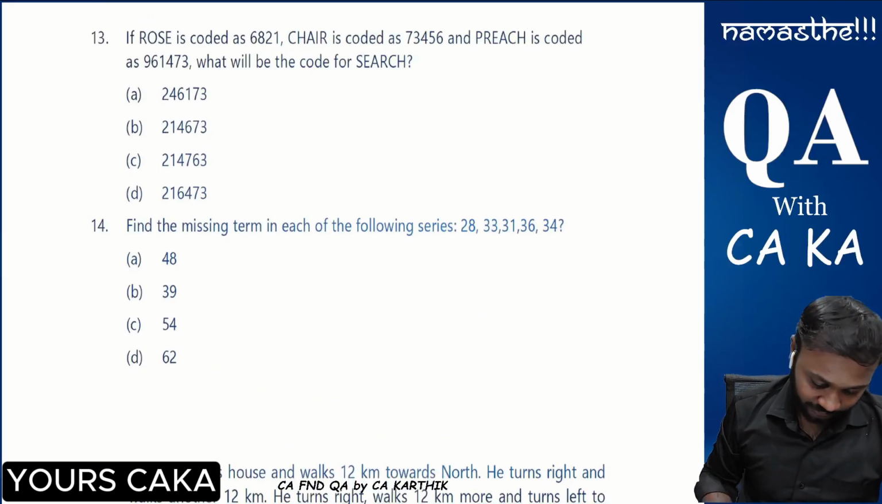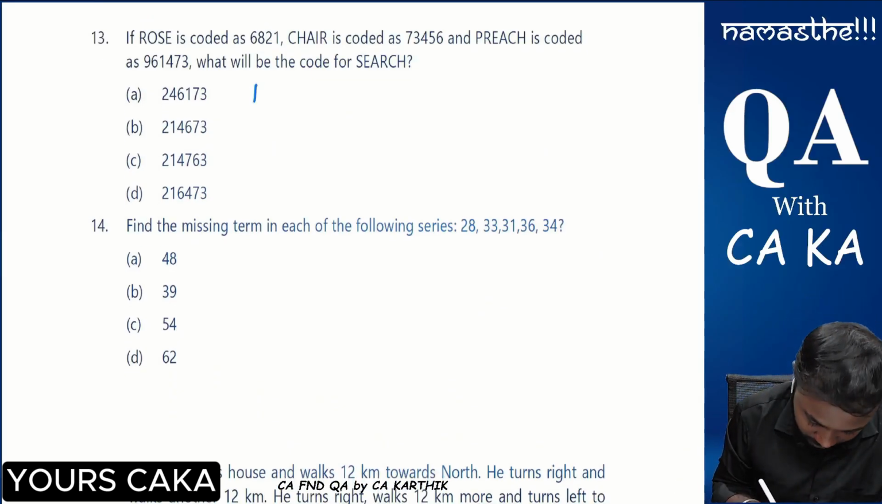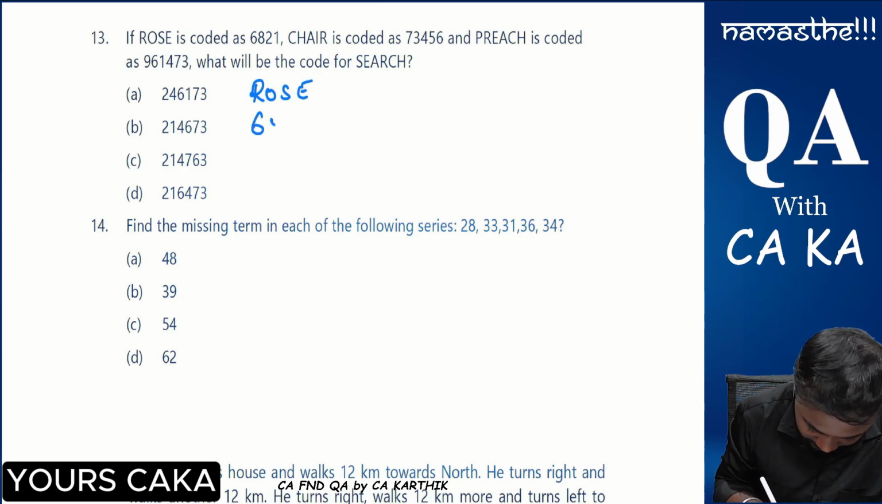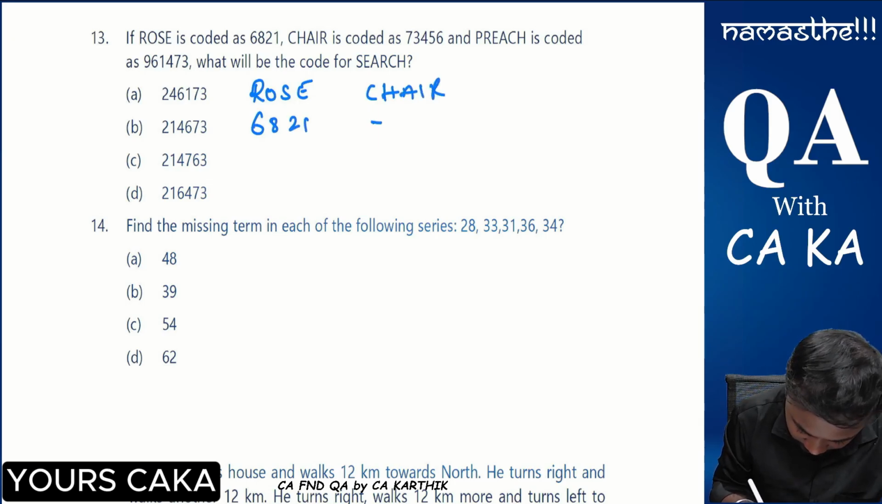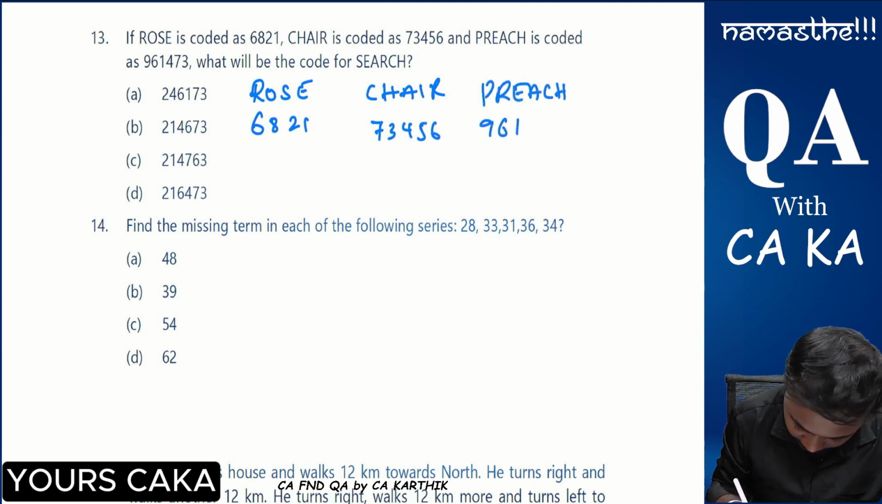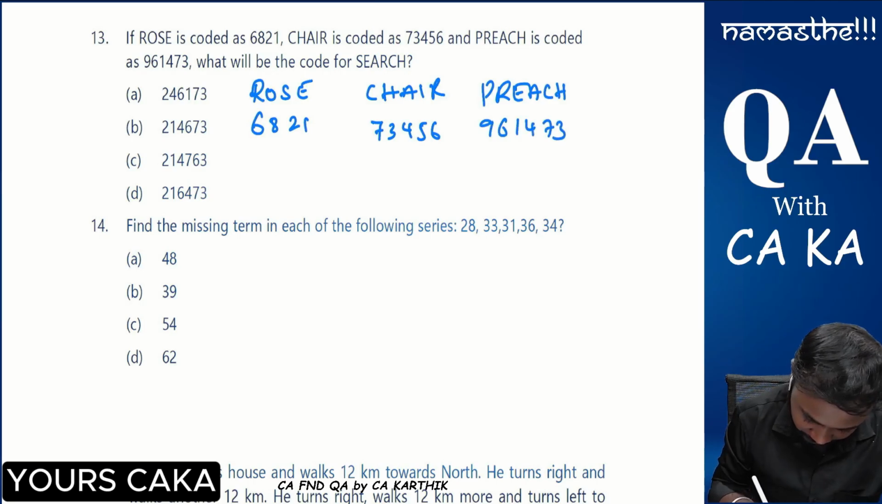So next one, if ROSE is coded as 6821, write down like this, sir, whenever they give the four terms. 6821 is ROSE, CHAIR is 73456, PREACH is 961473. Now they're asking for SEARCH.